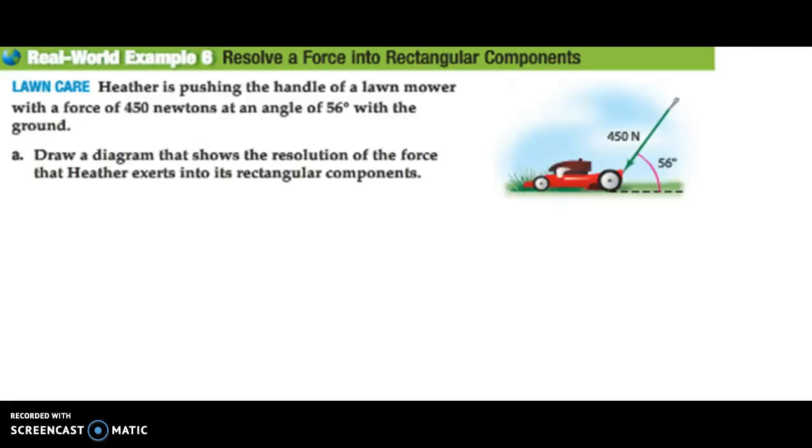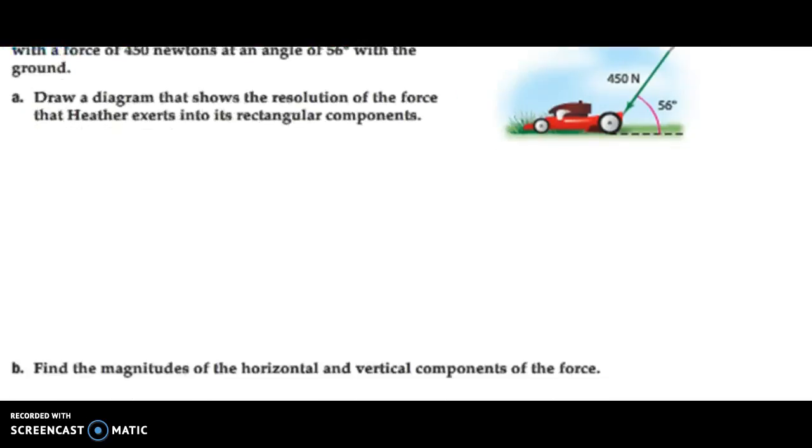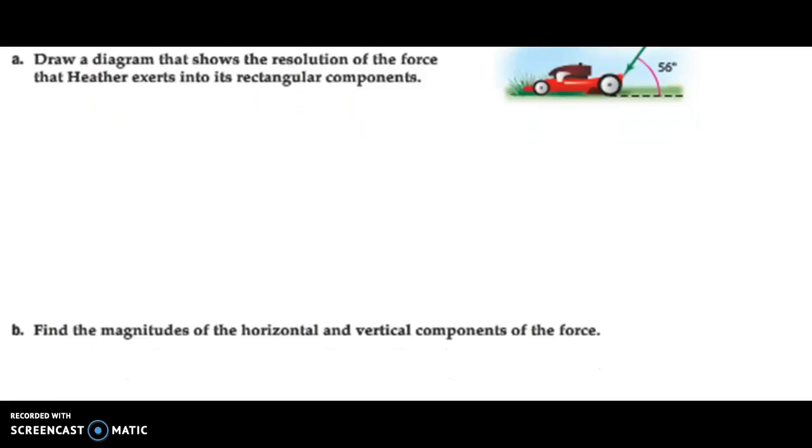Okay? So, last example. Heather is pushing the handle of a lawnmower with a force of 450 newtons at an angle of 56 degrees with the ground. Draw the diagram to show the resolution of the force that Heather exerts in the rectangular components. So, I draw my triangle. It's going to form a right triangle. She's pushing with a force of 450 newtons right there, and at an angle of 56 degrees. So she's pushing down at 56 degrees.